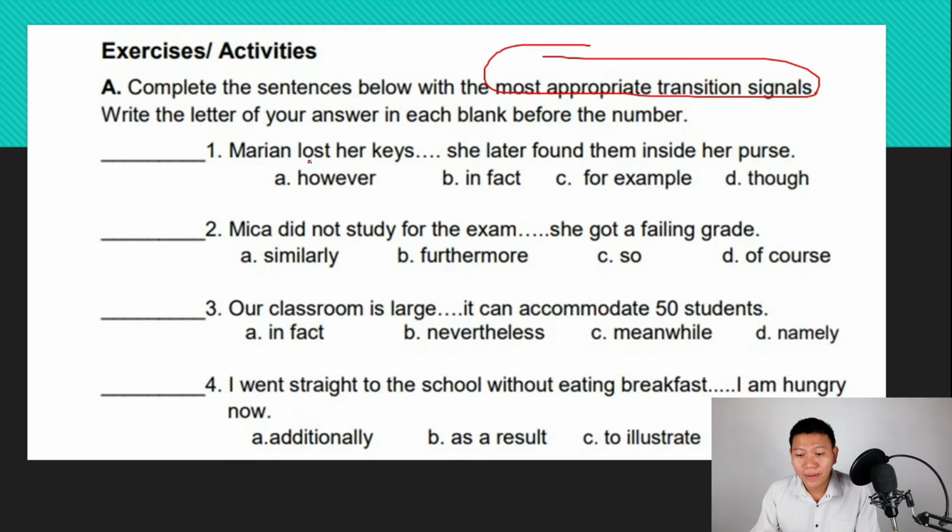Marian lost her keys blank. She later found them inside her purse. However, she later... No. In fact, she later found them. No. For example, she later found them. No. So the most appropriate is though. Marian lost her keys though she later found them inside her purse. Although she later found them inside her purse. Okay. It talks about concessional or conditional. So this one's letter D.